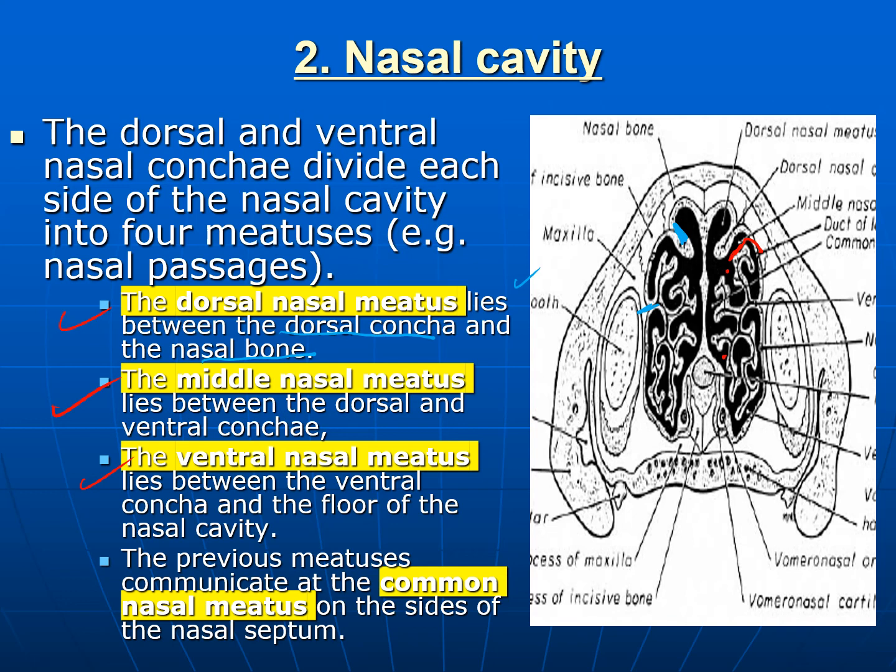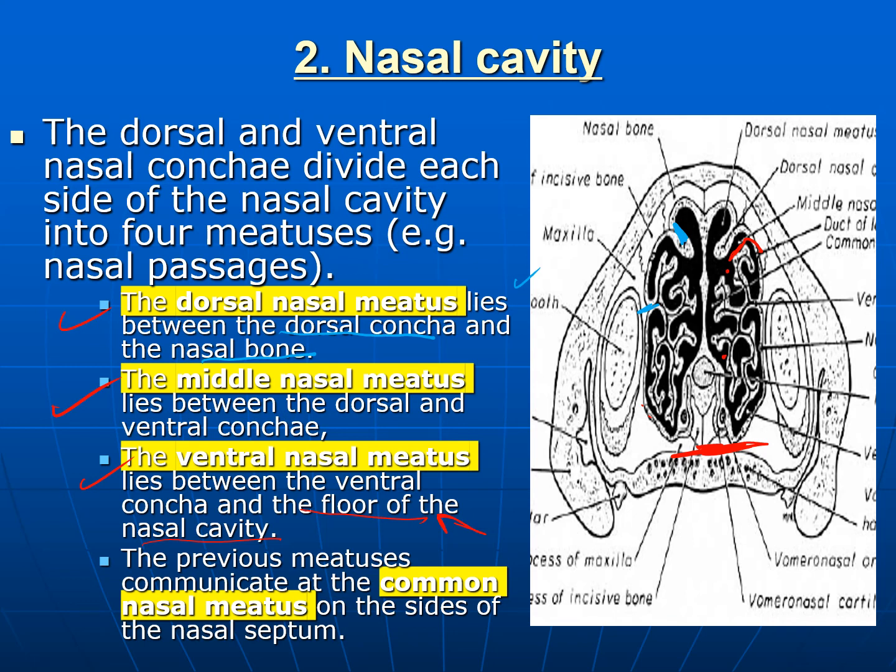This is the area between the ventral nasal concha and the floor of the nasal cavity. So the last one we have is the ventral nasal meatus. It's found between the ventral nasal concha and the floor of the nasal cavity. This is the floor of the nasal cavity, and the space found at this area here, this one here, is called the ventral nasal meatus.